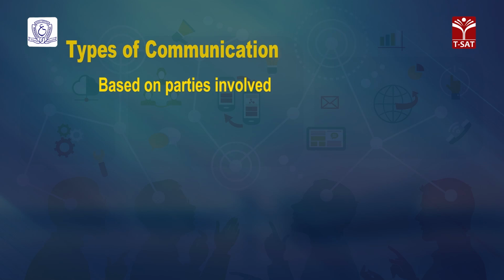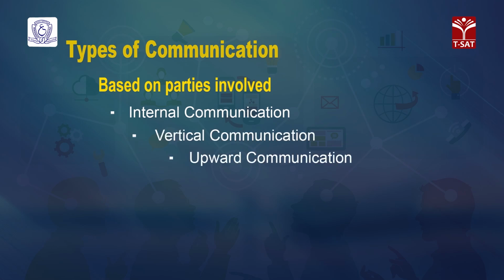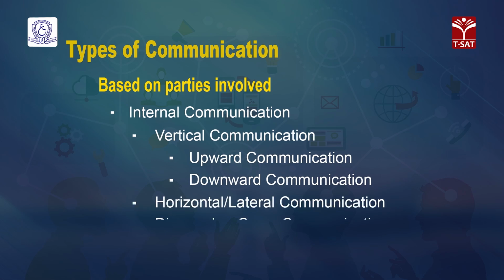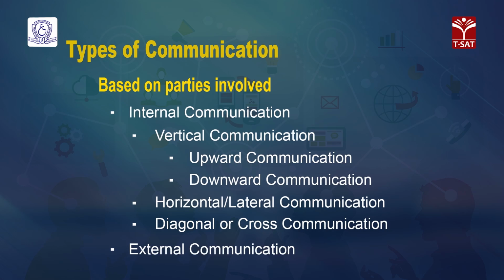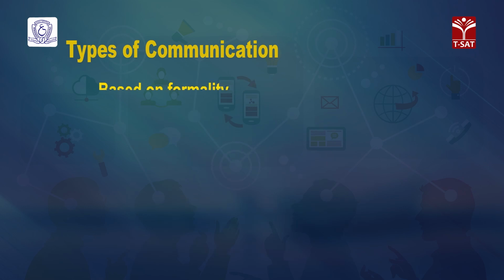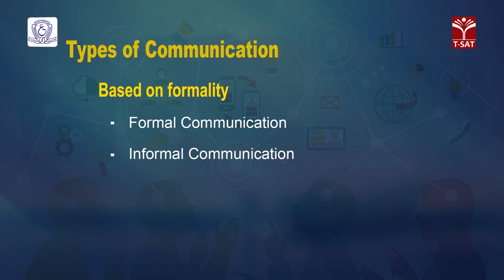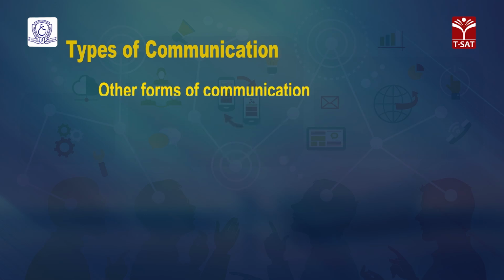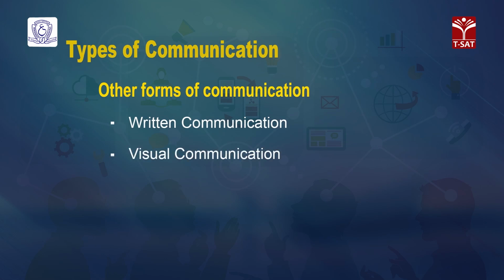Based on the parties involved, communication can be classified into 1. Internal communication, which is again further classified into A. Vertical communication, which has upward communication and downward communication, B. Horizontal or lateral communication, and C. Diagonal or cross communication, and 2. External communication. Based on formality, communication can be classified into formal communication and informal communication. Other forms of communication include written communication and visual communication.